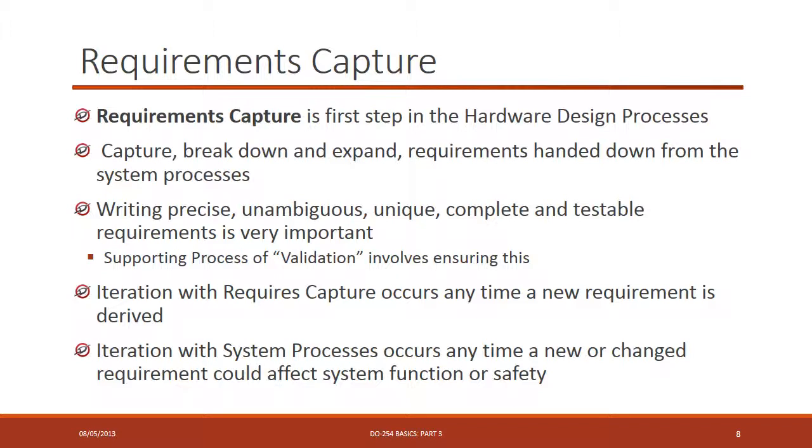So anytime that happens, that new requirement is called a derived requirement, and it needs to go back to the requirements capture phase and go through the same process. Now, anytime any of those derived requirements could impact the system level or system safety, then that's when you need to iterate back to the system processes for some sort of review as well.